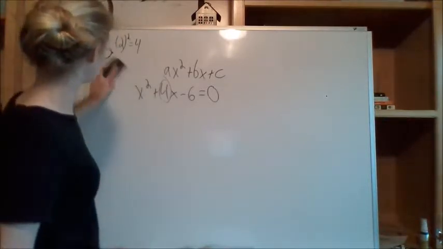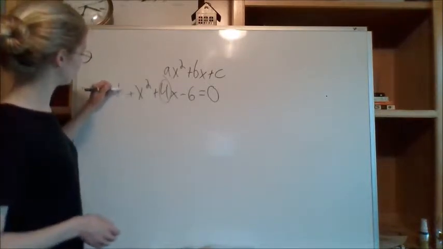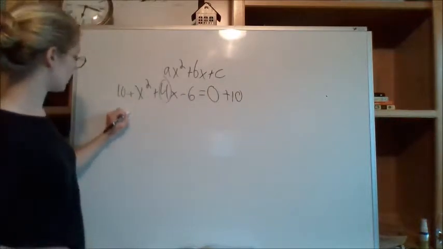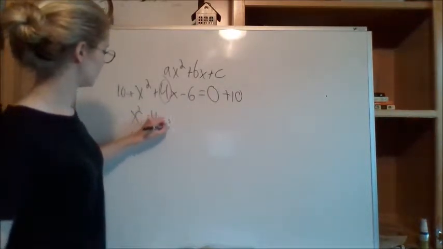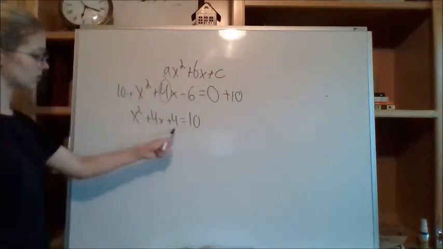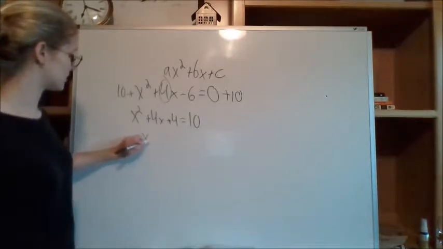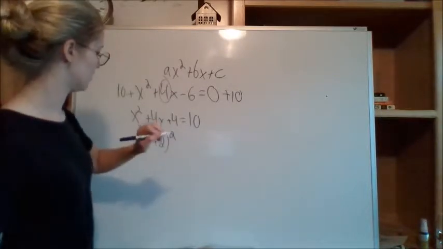So to fix this, we're going to add 10 to both sides. So now we have x squared plus 4x plus 4 equals 10. And now we see that this is a perfect square, so we can write this as x plus 2 squared.